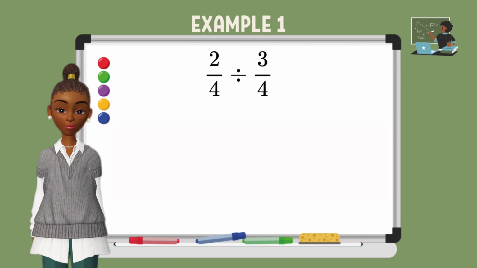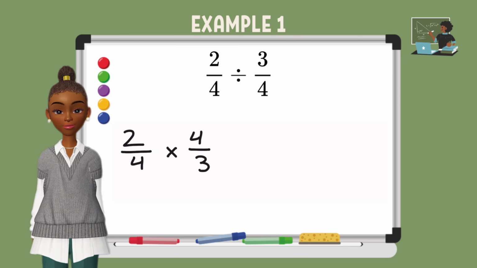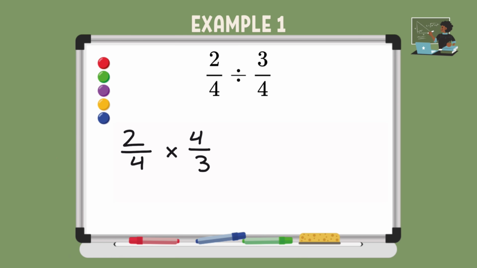Example 1. We have a fraction divided by a fraction. 2/4 divided by 3/4. Keep, change, flip, then multiply straight across. So I like to simplify before I multiply straight across so I can already have a simplified answer as my final answer. So looking at the numbers diagonal from each other, I see a 4 and a 4, and they both can be reduced if I divide them both by 4.